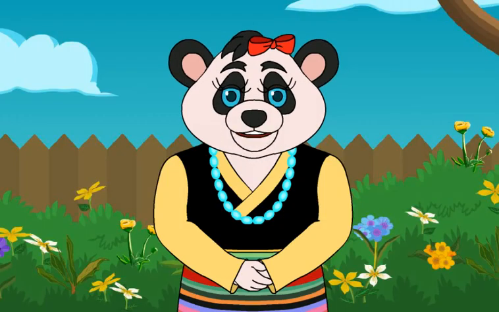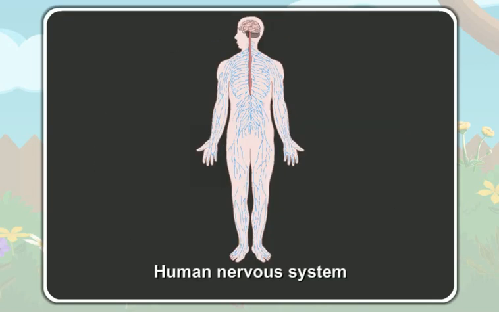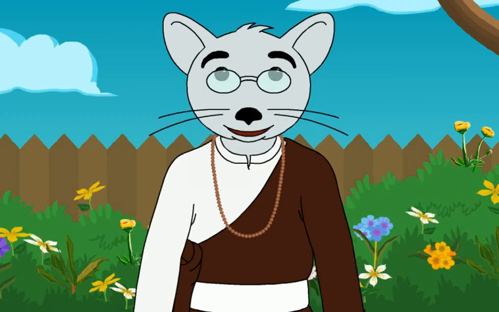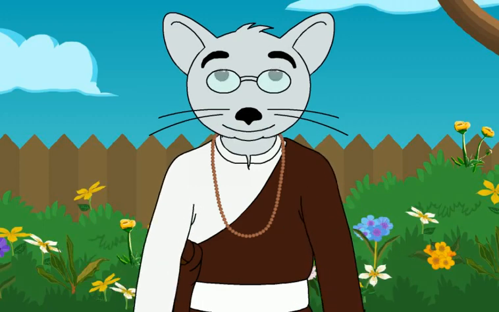Unlike most mammals, human brain can even imagine and think. So, human brain is most developed among all the mammals. The nervous system of humans is the most developed. Not only the nervous system, but all the body systems of mammals are well developed.